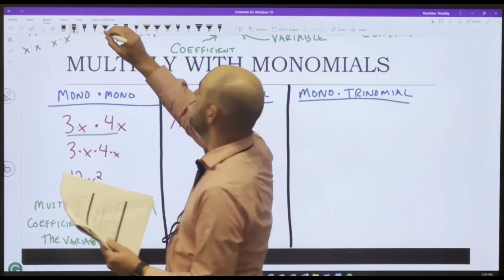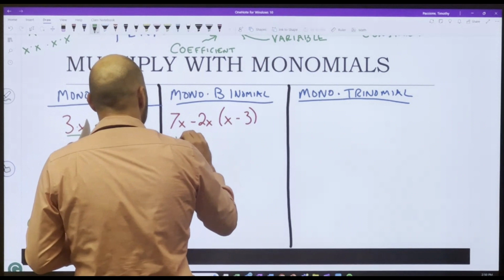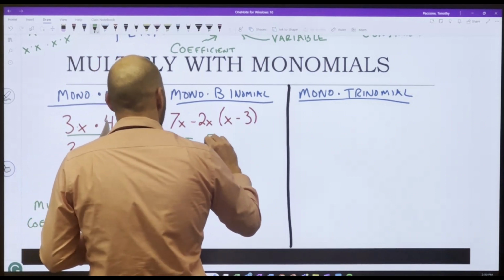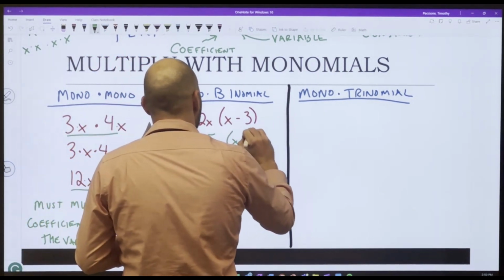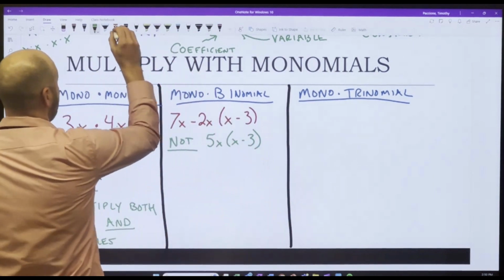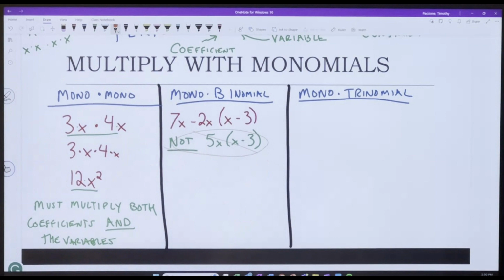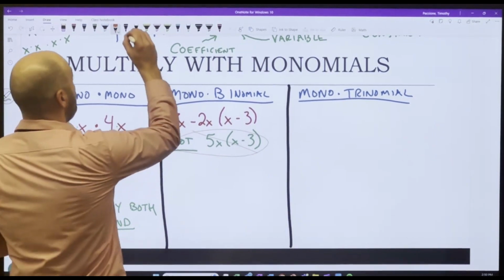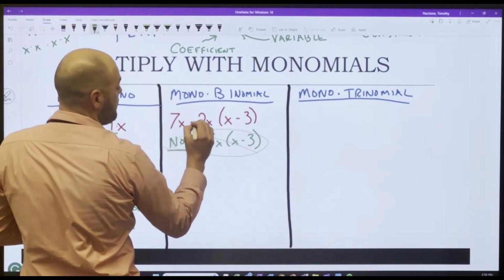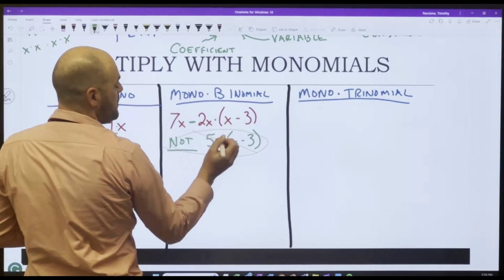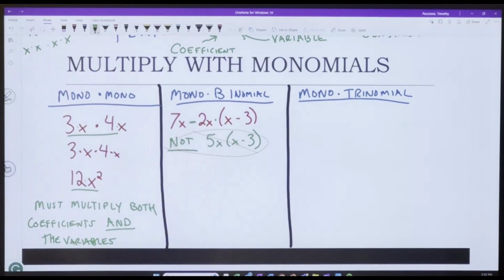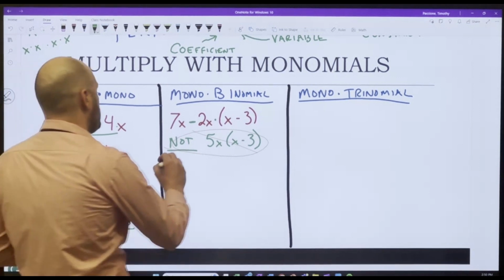This is not 5x times x minus 3, right? It is not that. Okay? Because, well, why? Well, look what we have here. We have subtraction, and then this is multiplication. What comes first in GEMDAS? Multiplication. So I distribute first. So distribute first.